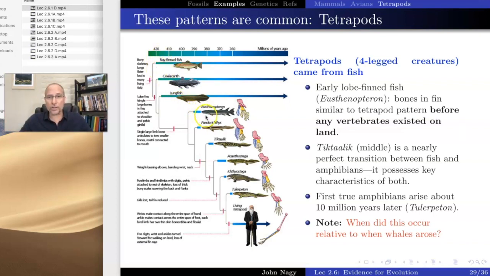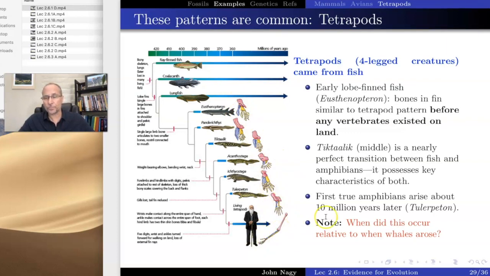But we have a sequence of fossils that starts with this, Eusthenopteron, and goes through Tiktaalik and goes all the way up to Tulerpeton. And those fossils represent a beautiful transition as to how this body pattern that we saw before, with the humerus, the ulna and the radius, the carpals, the metacarpals, and the phalanges, all arose. Now again, we're hundreds of millions of years before what we've seen before. But this is a beautiful sequence of transitional fossils that lead to the tetrapods.